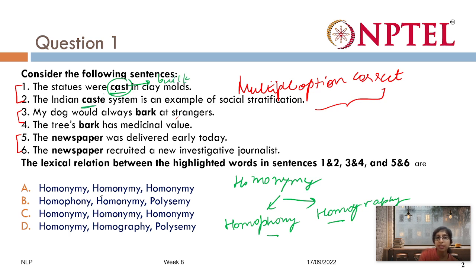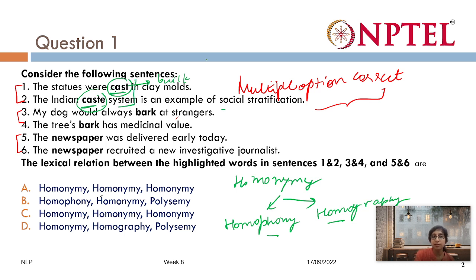So we can see that both are having different spellings, but the sound is the same, cast and caste. The Indian caste system refers to what castes are being followed. In the earlier days, we used to have four different classes, no? Brahmins, Vaishyas, Kshatriyas, like that. So that is the caste system. So here it says the Indian caste system is an example of social stratification.